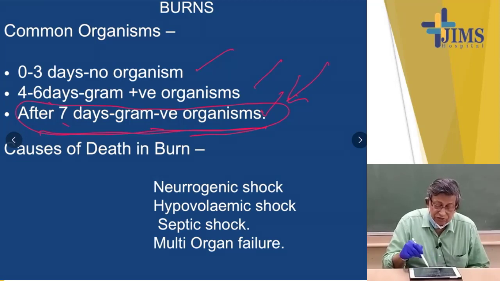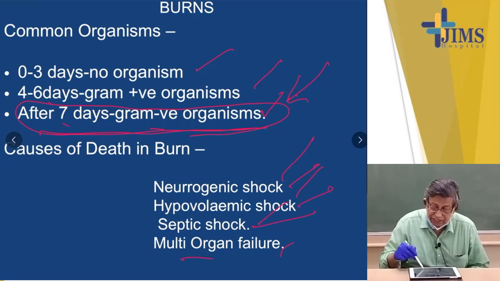Now, what are the causes of death? The causes of death are neurogenic shock, which is immediate, hypovolemic shock, and septic shock. This is immediately, up to 3 days; septic shock is at 7 to 10 days; and multi-organ failure at 21 to 30 days.